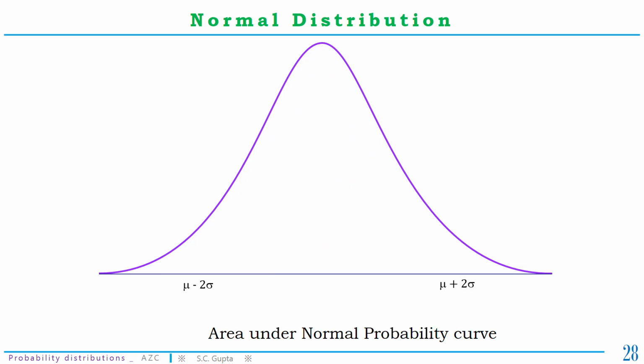Let's move from center to two standard deviations on both sides. The values of x at both ends are mu minus 2 sigma and mu plus 2 sigma. The area under the normal probability curve between the ordinates at mu minus 2 sigma and mu plus 2 sigma is 0.9544. We can also say the range mu plus or minus 2 sigma covers 95.44% of the observations.